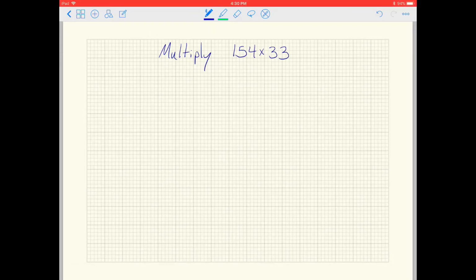Today we're going to multiply 154 times 33. I'm going to show you two different ways to do it. We're going to do the area model, and we're also going to do the standard algorithm. Now, as usual at this point, if you don't have some paper, you should pause the video, grab some paper, and work this along with me. You will learn so much more if you do the work with me instead of just watching.